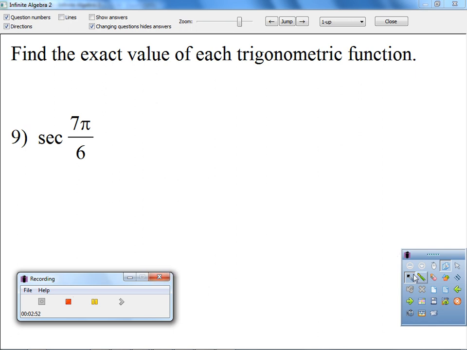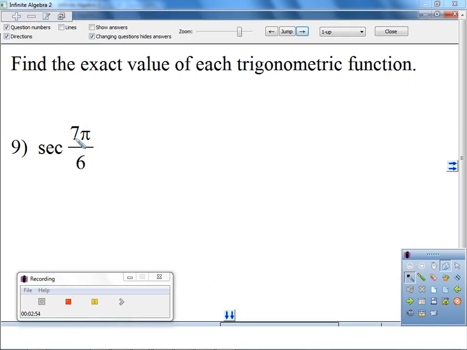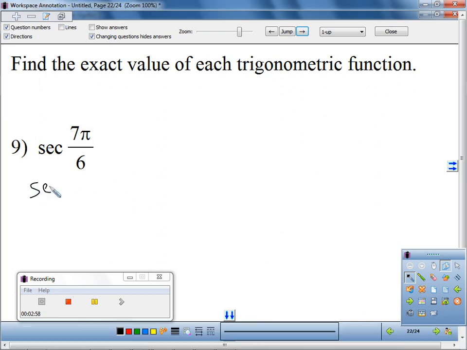Alright, now here we're asked for secant. Secant's going to be a little bit more involved, but let's think about our relationships. Okay, secant of theta is the inverse of what? It's the inverse of cosine. So cosine is what we need, and then we'll flip our cosine. So we'll get our reciprocal. Cosine is the x value.